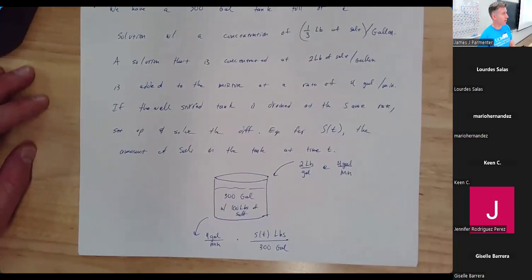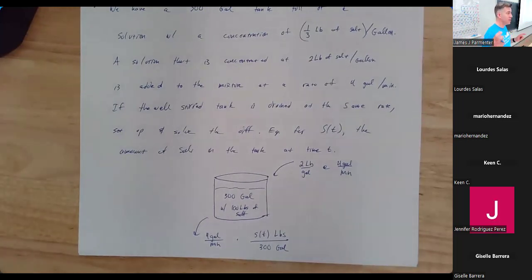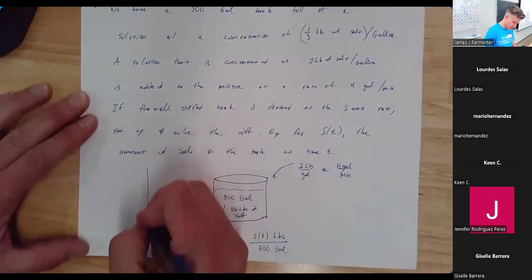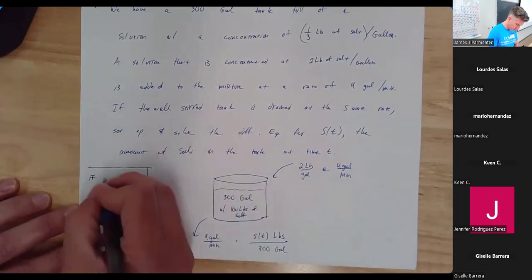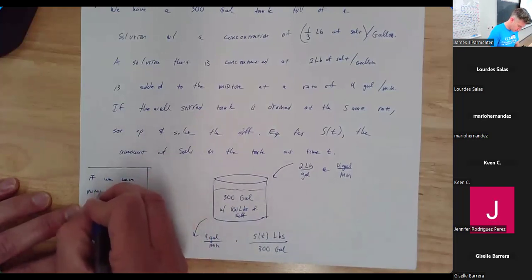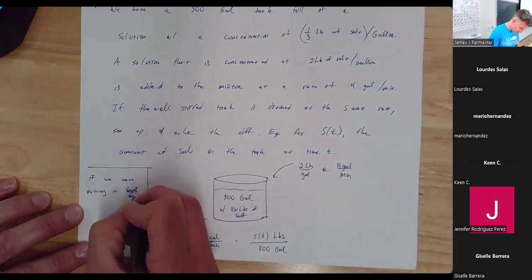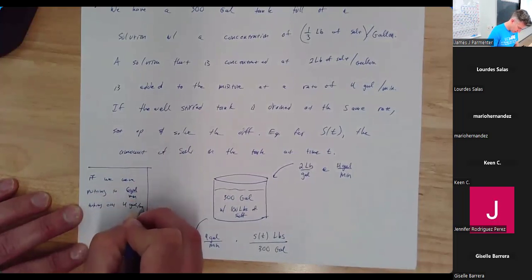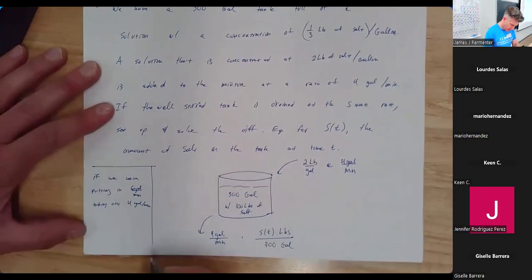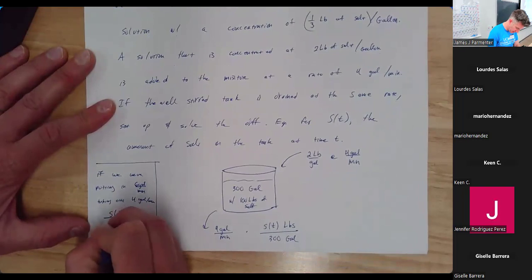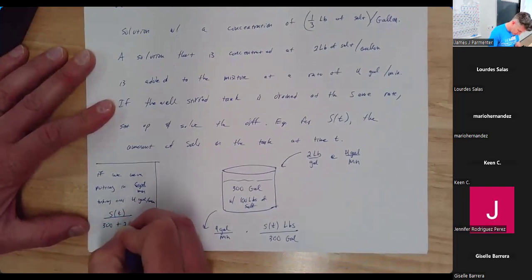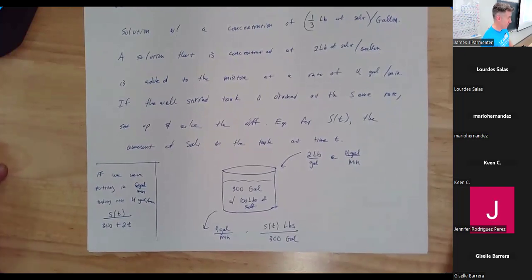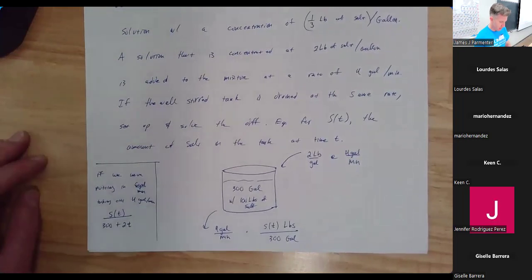Notably here, the volume of the tank is not changing. We're putting in 4 gallons every minute, we're taking out 4 gallons every minute. If those were different, we would be either adding or subtracting some multiple of t. If we were putting in 6 gallons per minute and still taking out 4 gallons per minute, then we would be adding 2 gallons every minute. And then our concentration would be more terrible. Our concentration would be S of T divided by 300 plus 2T, because every minute there are 2 more gallons in the tank. Which is also solvable.